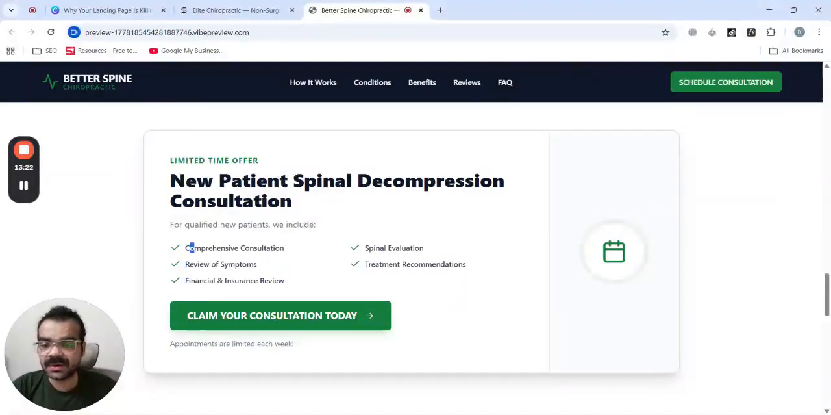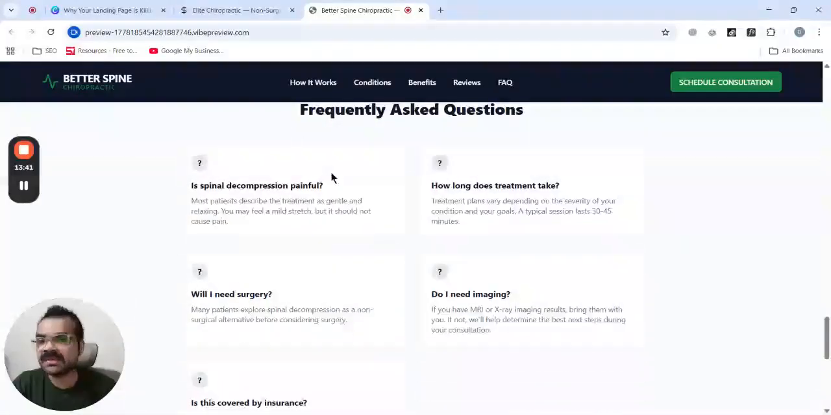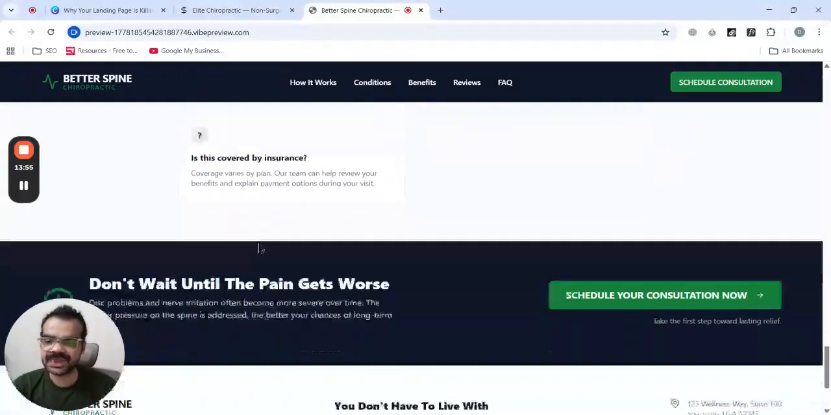At the end of it, we are again calling them with our offer, right? This is our offer: comprehensive consultation, review of symptoms, treatment recommendations, and if you want to add any other thing, you can add it here. You can also see a limited time offer here as well. So it is a complete package for grabbing that user into our funnel. Then we are talking about objections, or frequently asked questions. It's a single section in here. So we have covered all these things: how long does the treatment take? Will I need surgery? Things like that.